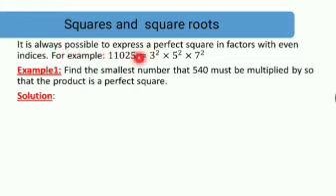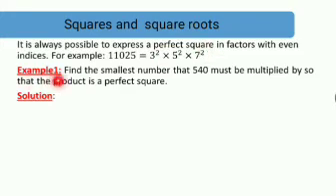Now it is always possible to express a perfect square in factors with even indices. For example, in this first example, the power of 3 is 2, the power of 5 is 2, the power of 7 is also 2. What we are saying here is not that all the powers must be 2, but that they must be even. Notice this one must be what? Even. So 2 is even, 2 is even, 2 is even. And 2 is not the only even number that we have. Is that okay? We have other even numbers like 4, 6, 8. It is possible to have something like that.